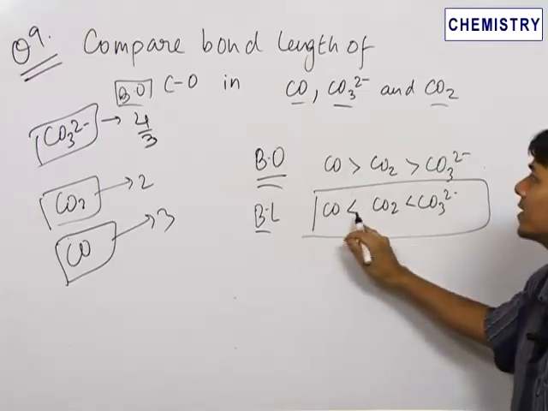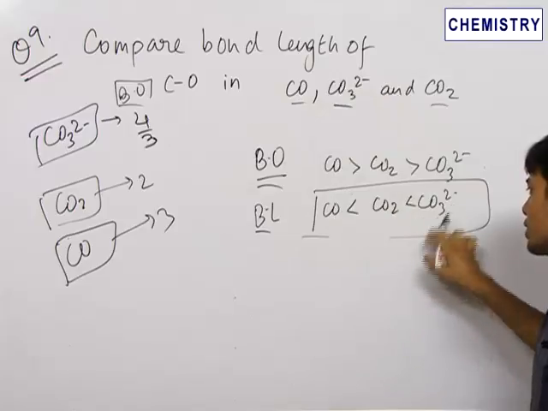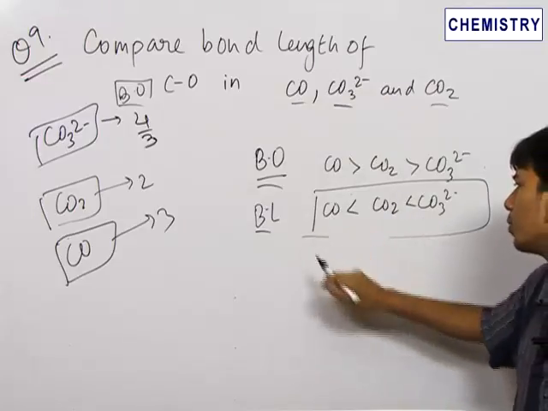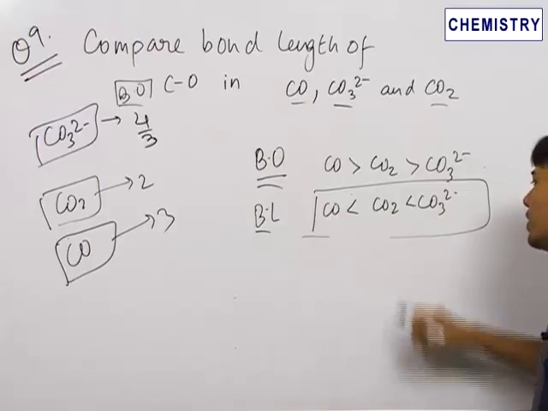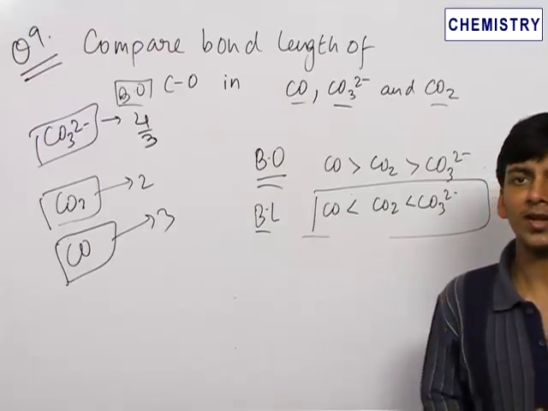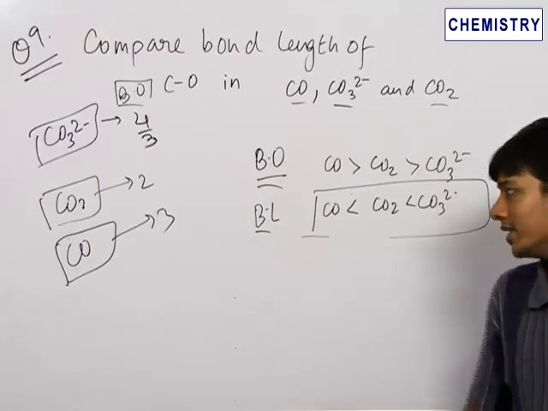So we get the final answer for the bond length comparison of CO, CO2 and CO3 2- to be: the bond length of carbon monoxide is less than that of carbon dioxide, which is again less than that of CO3 2-. So this is our final answer. So whenever you need to compare the bond length, you can also compare the bond orders to get the answer.